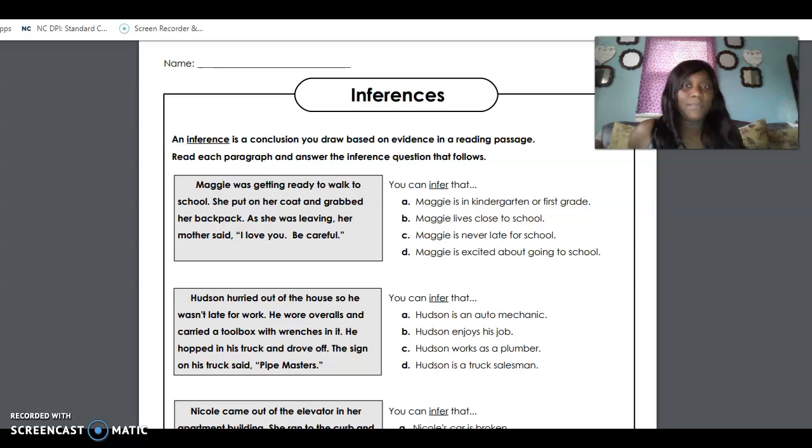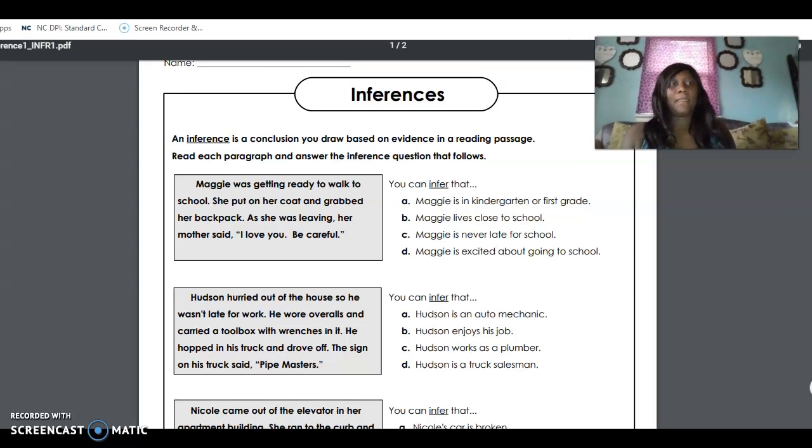I am back again referring to inferences. This assignment activity will be worth 4 points. So that's the highest grade that you can get, 4 points. Inferences.